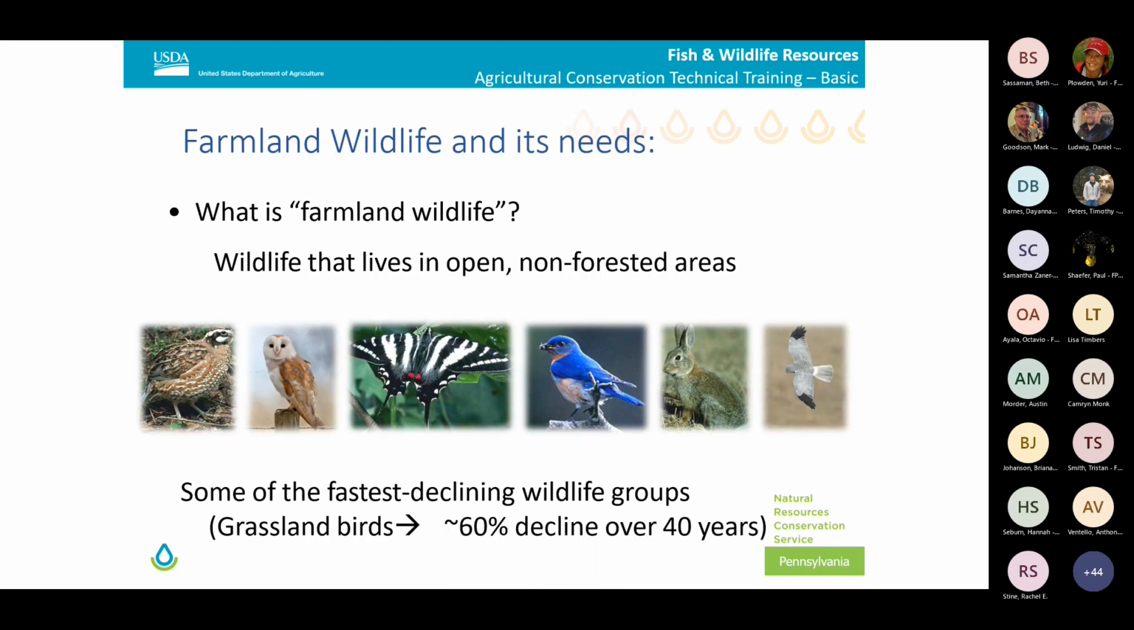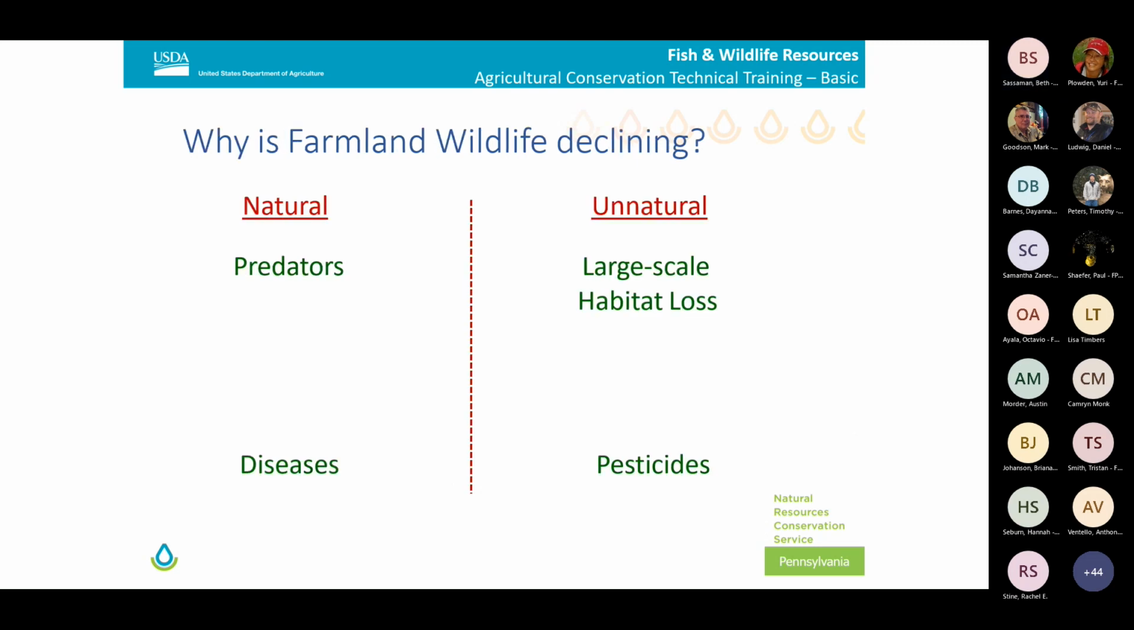So, what is farmland wildlife? Certainly we're not really thinking about every species that occurs in Pennsylvania, but those species that we do see a lot on farmland are wildlife that lives in open, non-forested areas. A lot of our grassland species and some of our edge species. Some of the fastest declining wildlife groups nationally are grassland birds, which have seen a 60% decline over the last 40 years. So why is farmland wildlife declining?